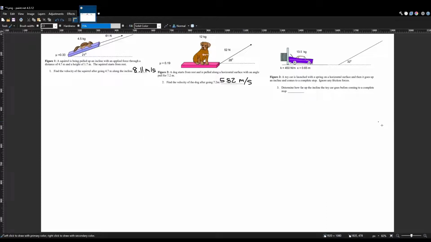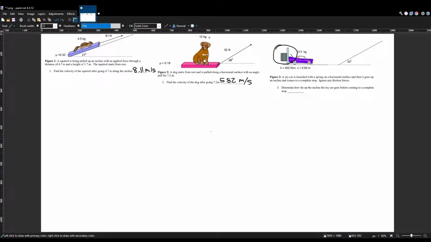Alright, for question 3, our caption for the picture reads, a toy car is launched with a spring on a horizontal surface, and then it goes up an incline and comes to a complete stop. Ignore any friction forces, and we're supposed to determine how far up the incline the toy car goes before coming to a complete stop. So this is an interesting one in reference to these other two. In these other two questions, everything is constant, meaning all the forces applied are constant, there's nothing changing. In question 3 here, we have a spring, and spring means things are changing.